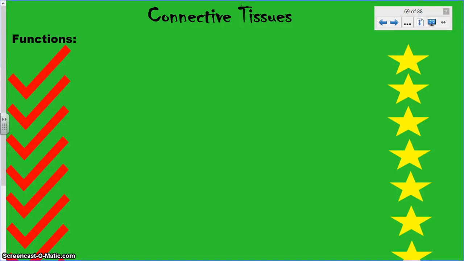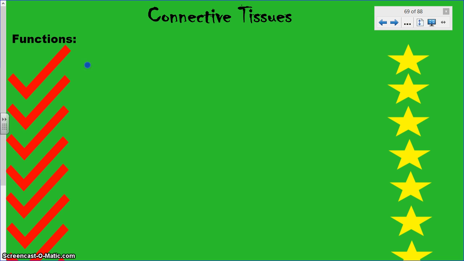Today we are going to start talking about connective tissues. Connective tissues is the largest group, our main group of tissues that are found in the human body. And it's kind of a catch-all group. So it's got a lot of different functions, much more than what we saw with the epithelial tissue.